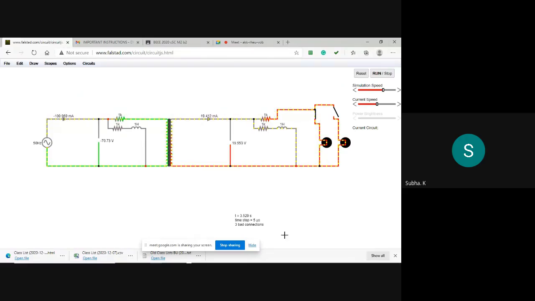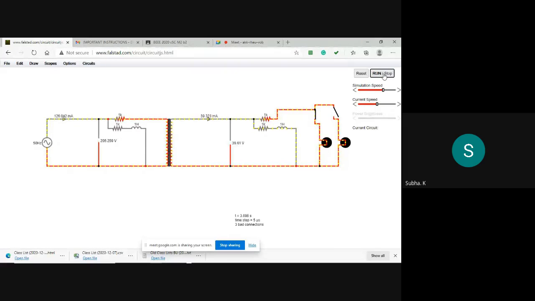Let me see whether it is displaying power or not. Okay, so this one is representing your primary current that I am circling. This one is primary voltage. This one is secondary current, secondary voltage, that you have to note down. Okay, let me try to stop.